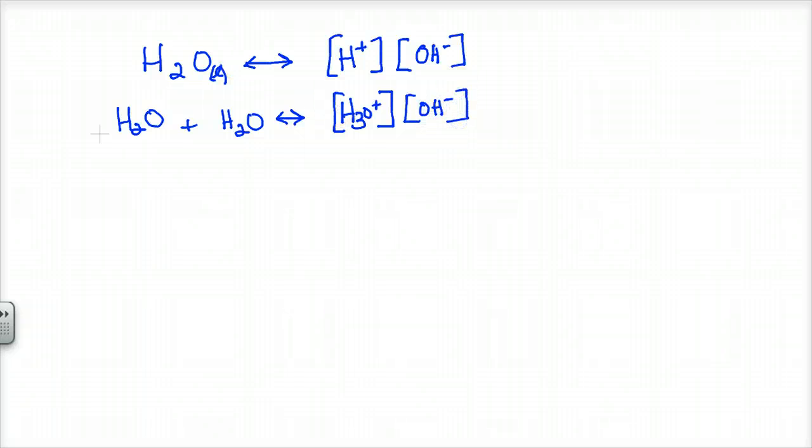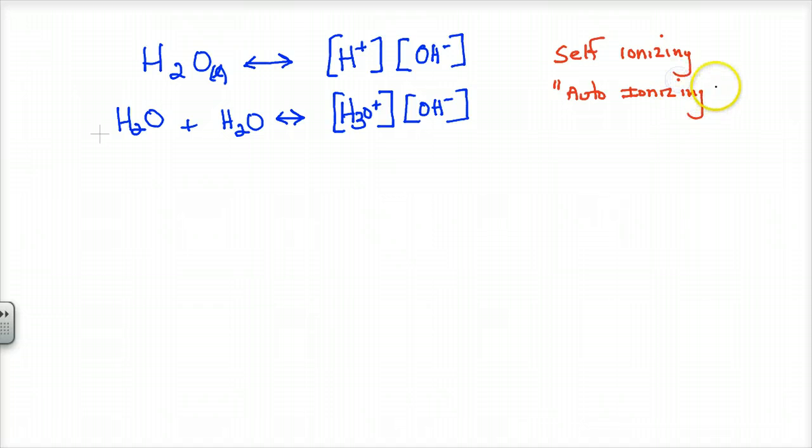Okay, so what's happening here, as you've learned previously, in this first case, water breaks apart, and it's called self-ionizing. Sometimes you'll hear auto-ionizing equation. In the second one, it's essentially the same thing, except one water molecule is donating a proton. And we learned in acid-base theory that this is a Bronsted-Lowry acid. And the one accepting is a Bronsted-Lowry base.